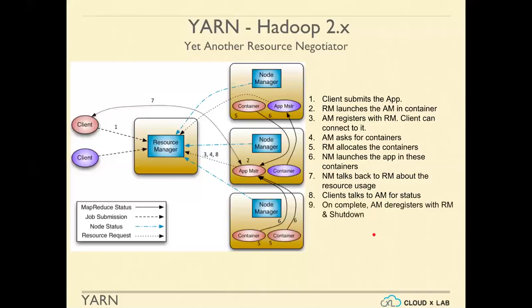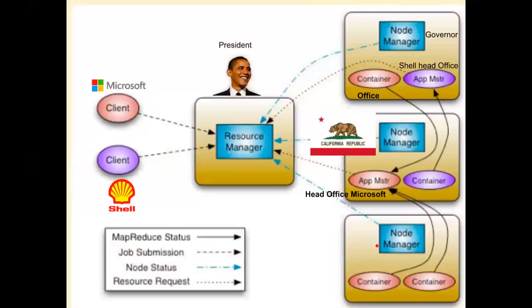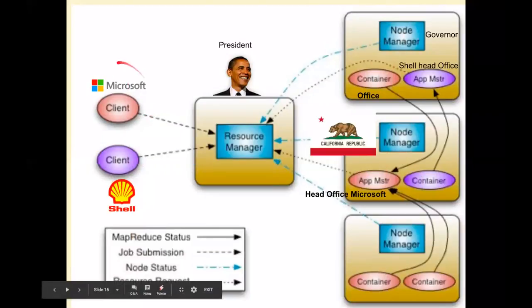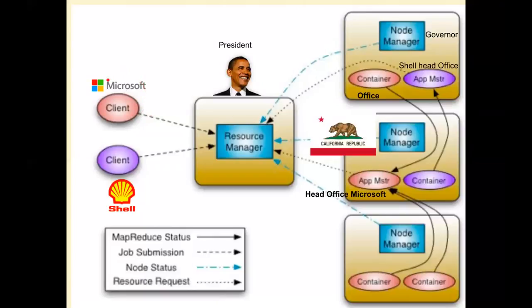Now, even if you did not understand anything from it, let me just explain it in these terms. Imagine that YARN is a country, and each individual data node on which we have installed a node manager is a state. Each node manager is like a state. And the client is, say, a company like Shell or Microsoft. They want to get some work done, so they want to establish an office, and the resource manager is the president of the country.